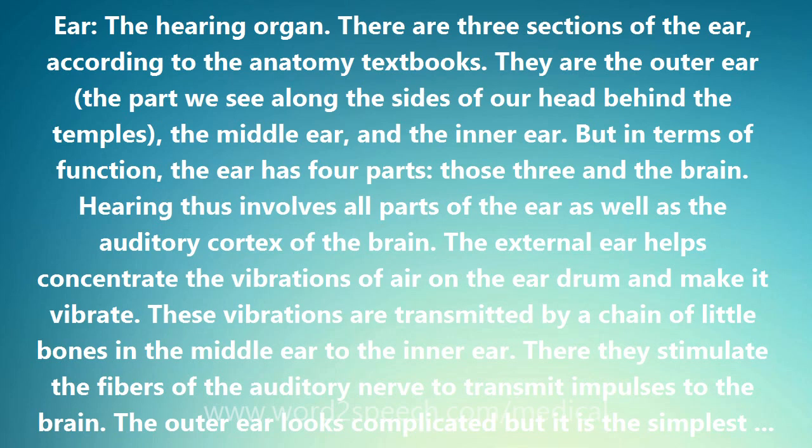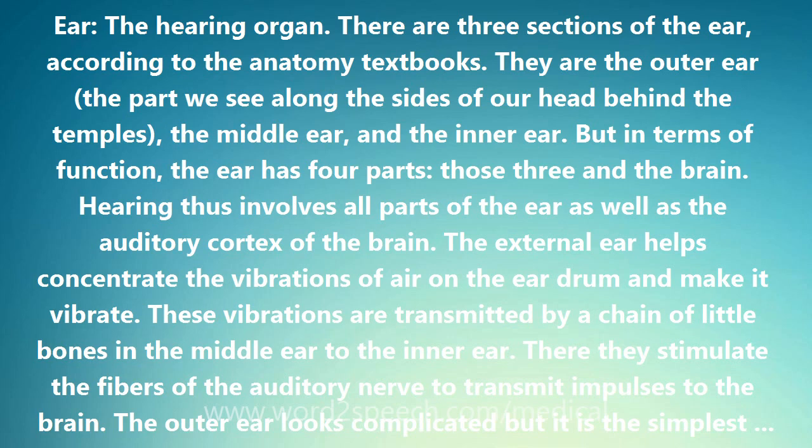They are the outer ear, the part we see along the sides of our head behind the temples, the middle ear, and the inner ear. But in terms of function, the ear has 4 parts, those 3 and the brain. Hearing thus involves all parts of the ear as well as the auditory cortex of the brain.